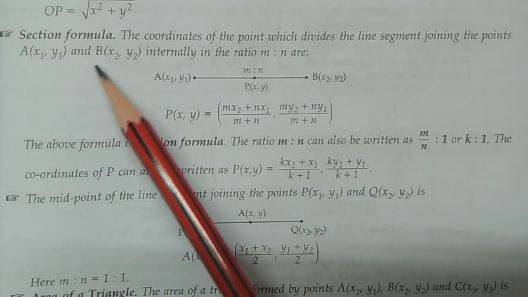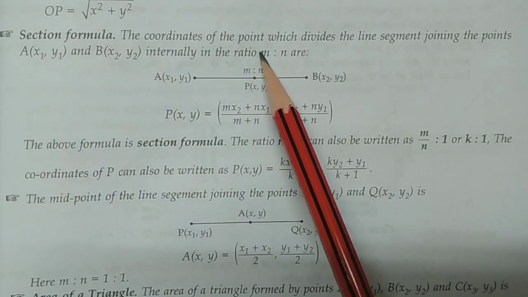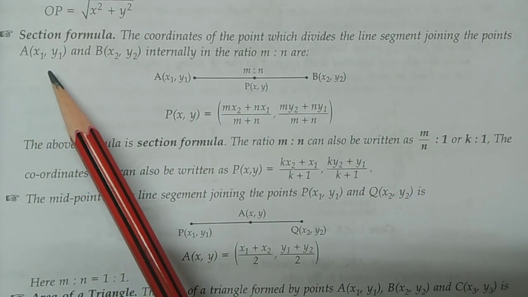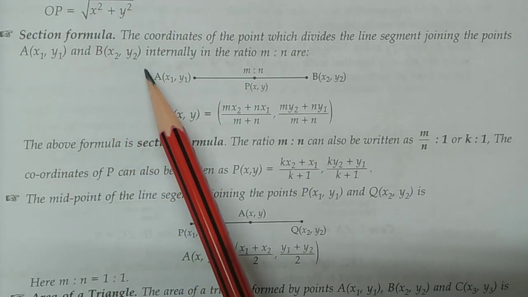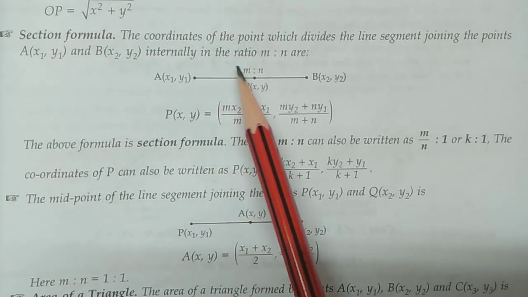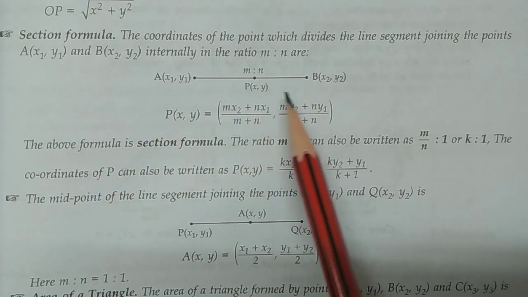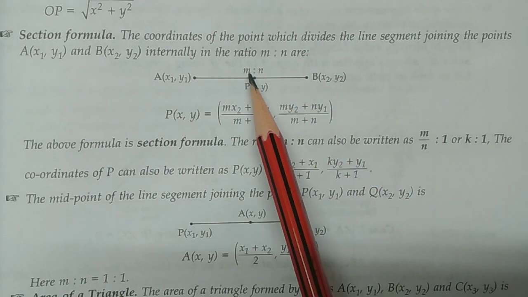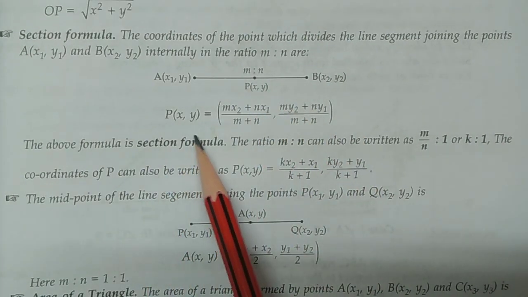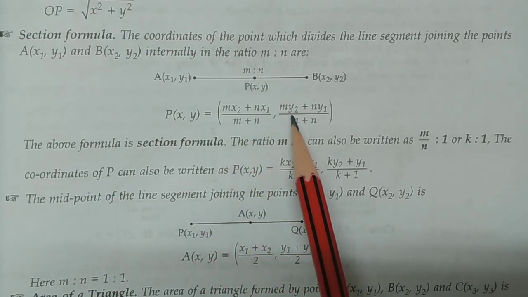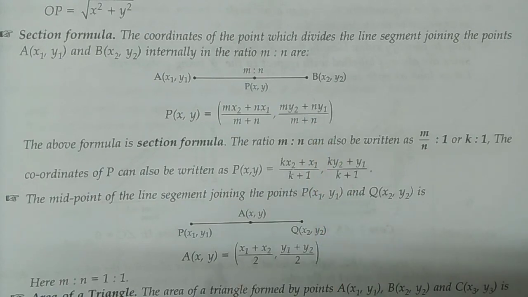It's the section formula. The coordinates of the point which divides the line segment joining the points A(x1, y1) and B(x2, y2) internally in the ratio m:n. So A(x1, y1), then you can see here B(x2, y2) and it's given m ratio n and P(x, y) here. So P(x, y) equal to (mx2 plus nx1) by (m plus n), comma (my2 plus ny1) by (m plus n). So the above formula is the section formula.